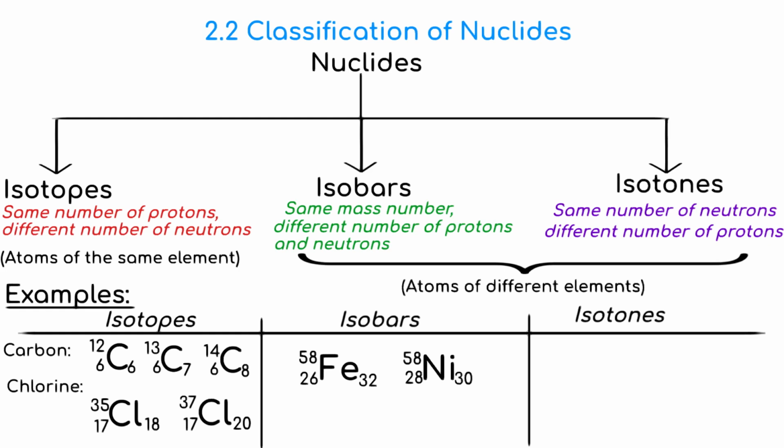An example of isobars is iron-58 and nickel-58. Both of them have the same mass number, which is 58, but you can see the number of protons and neutrons are different. Same with calcium-40 and argon-40. They have the same mass number, which is 40, but the atomic number and number of neutrons are different.